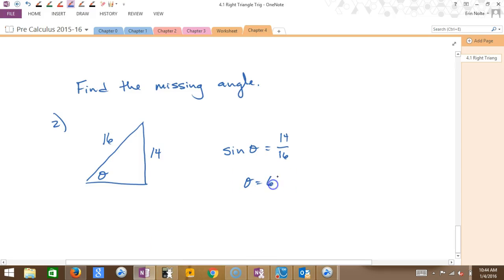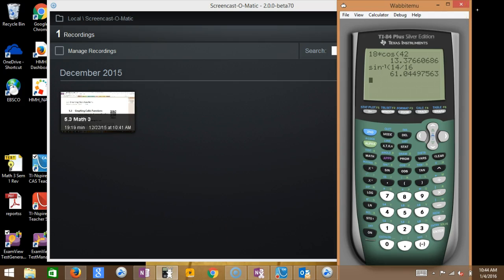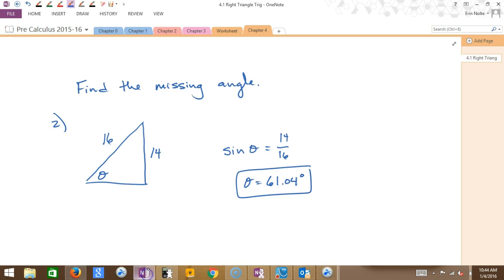Is that how we find the missing angle? Yep. Anytime you're looking for an angle, you use the second tangent or second whatever, so the inverse button. See how it has that -1? That's always looking for an angle. Okay, so everybody good with this?